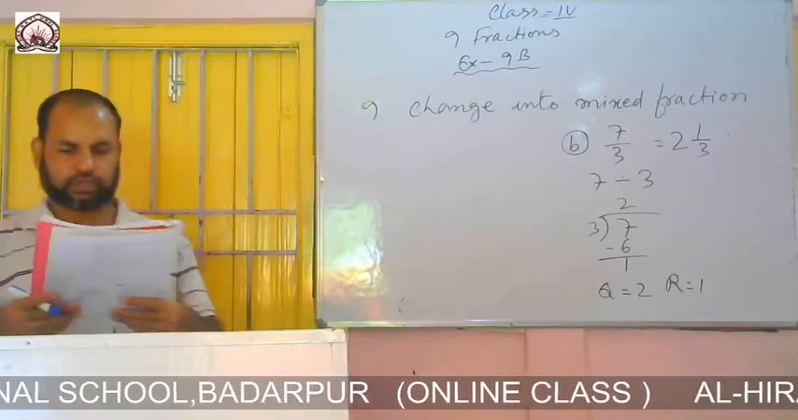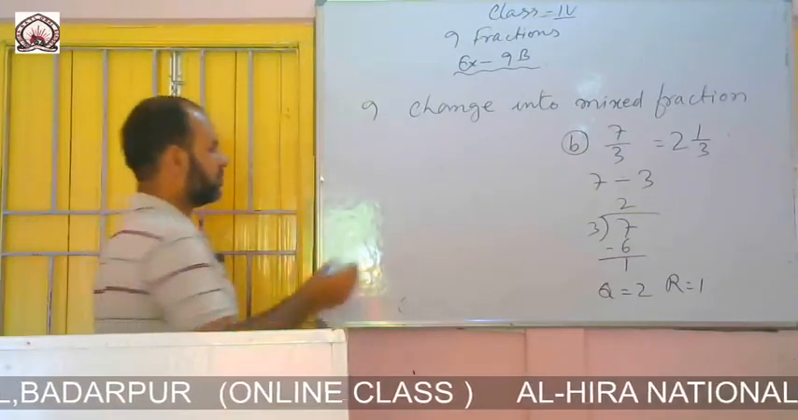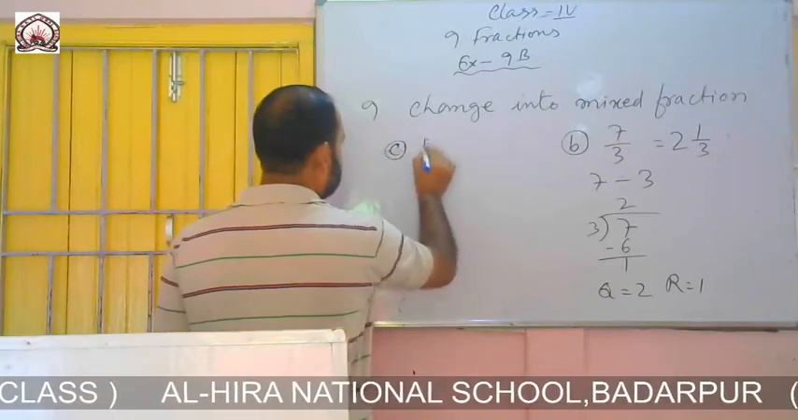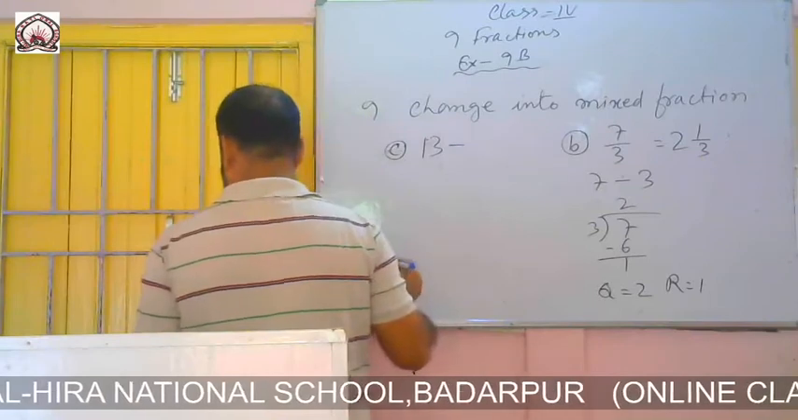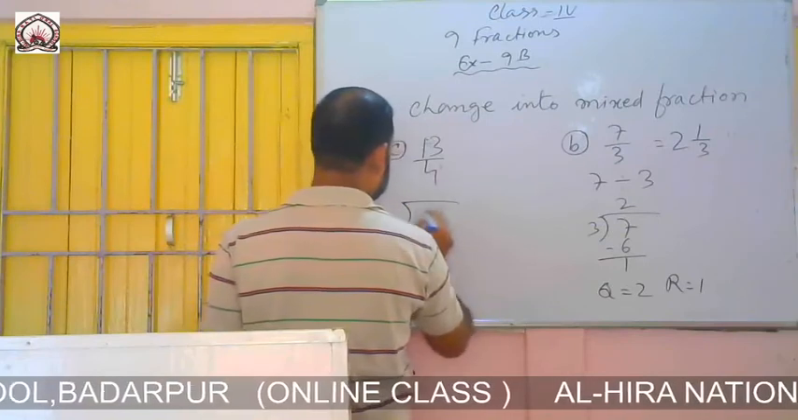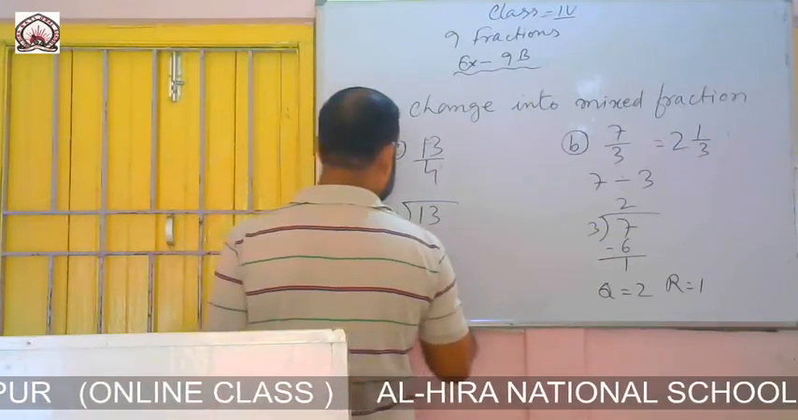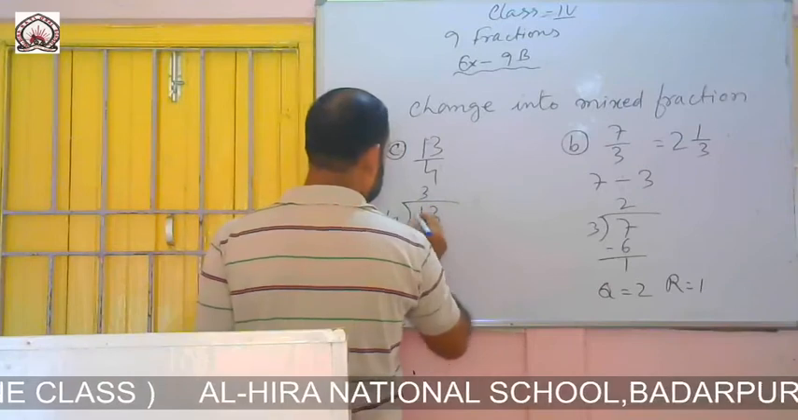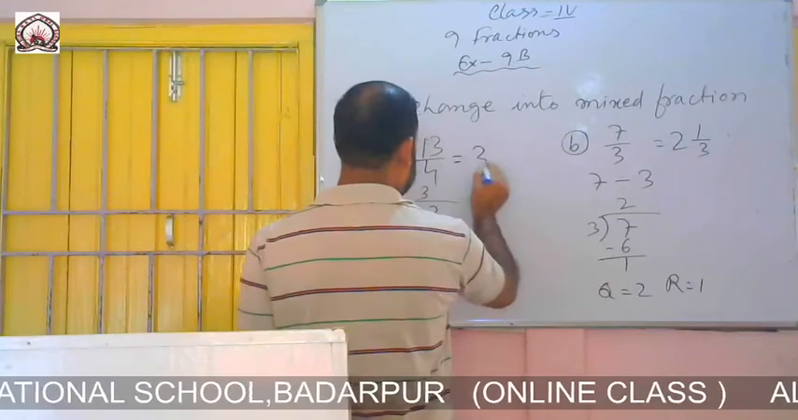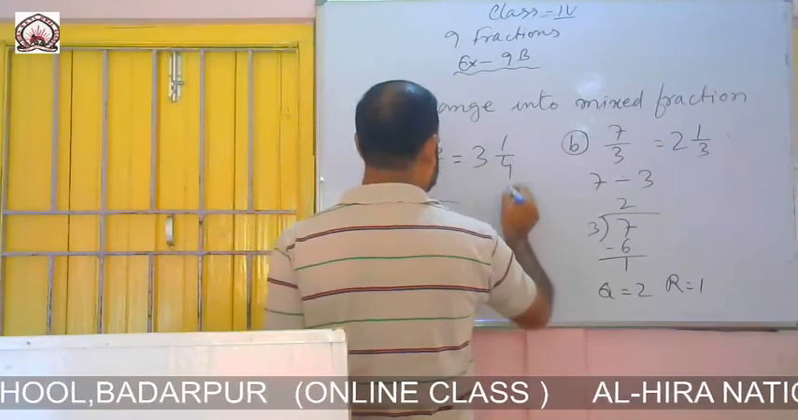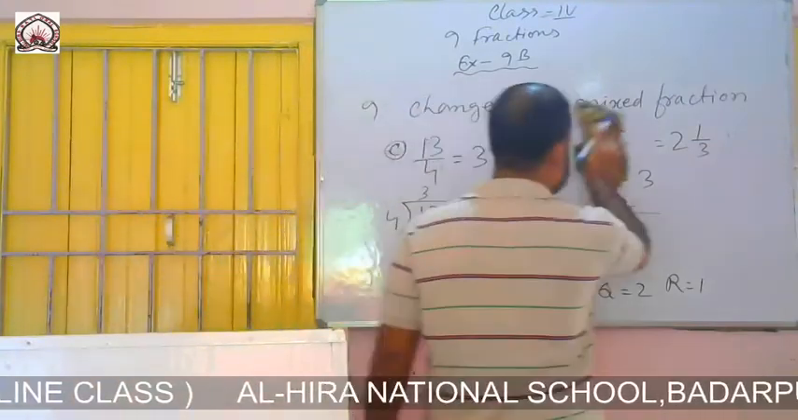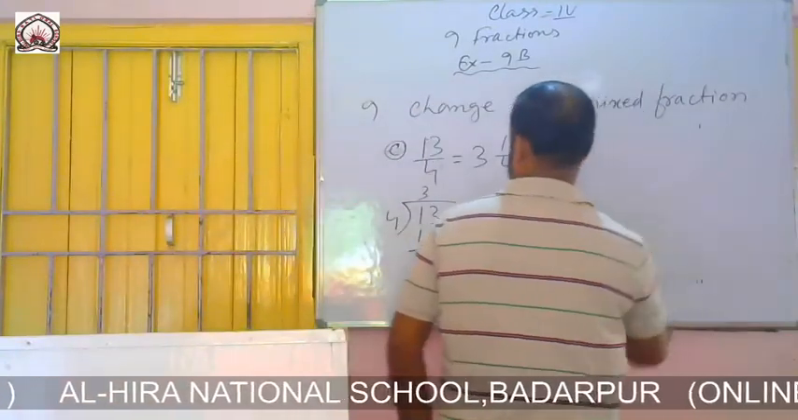Next, question number C. 13 by 4. If we divide 13 by 4, then 4 threes are 12, remainder 1. So the fraction will be 3 1 by 4. Next, question number D.